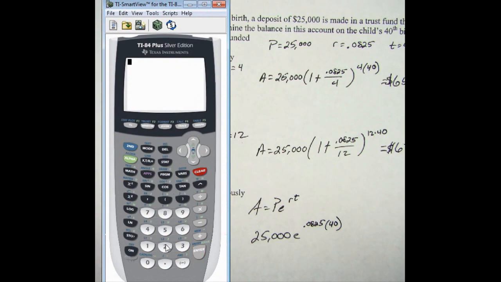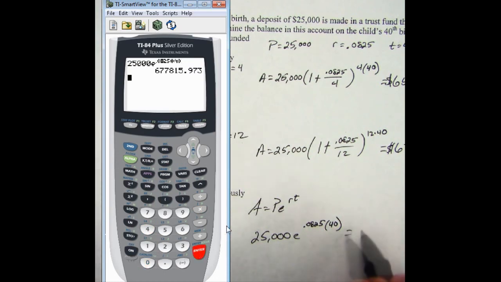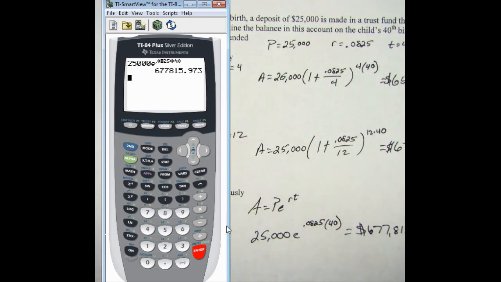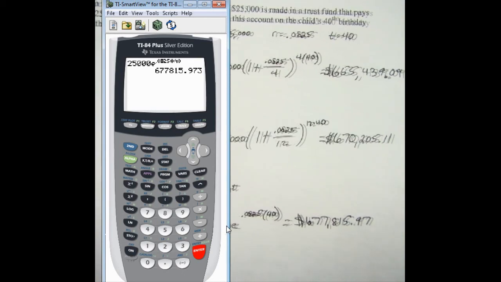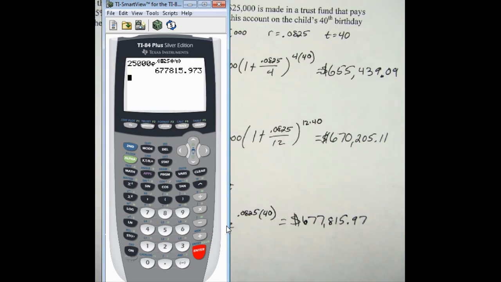It would be 25,000 times e to the 0.0825 times 40, and you get a nice number of $677,815.97. Oops, let me scoot that over, sorry about that. You get that number right there, and that gets you your total.